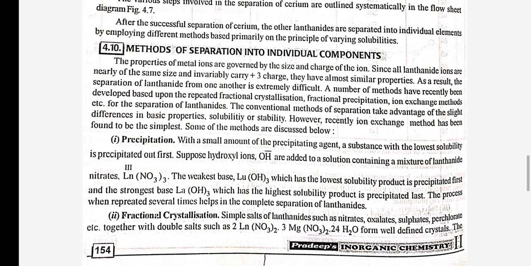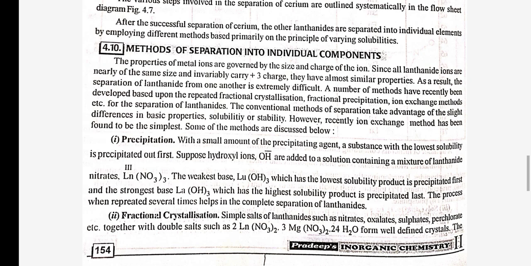A number of methods have recently been developed based upon repeated fractional crystallization, fractional precipitation, ion exchange methods, etc. for the separation of lanthanides. The conventional method of separation takes advantage of slight differences in basic properties, solubilities or stability. However, recently the ion exchange method has been found to be the simplest. Some of the methods are discussed below.